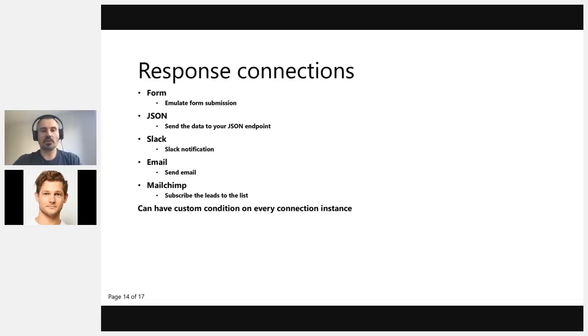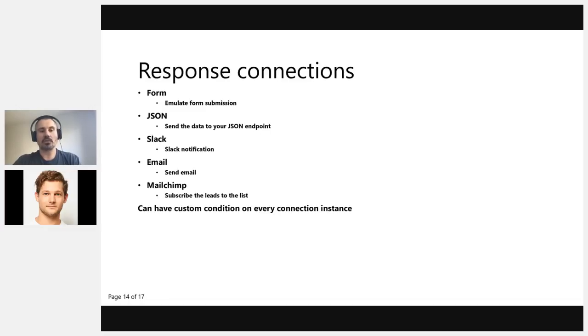So email is just one type of the response action, but there are many others. It can be a form which will effectively emulate the form submission to some other service, and you can use the data from your bot for the values of that form. It can be a Slack notification, it can be a JSON webhook, and there, of course, you can also use the variables and step data.